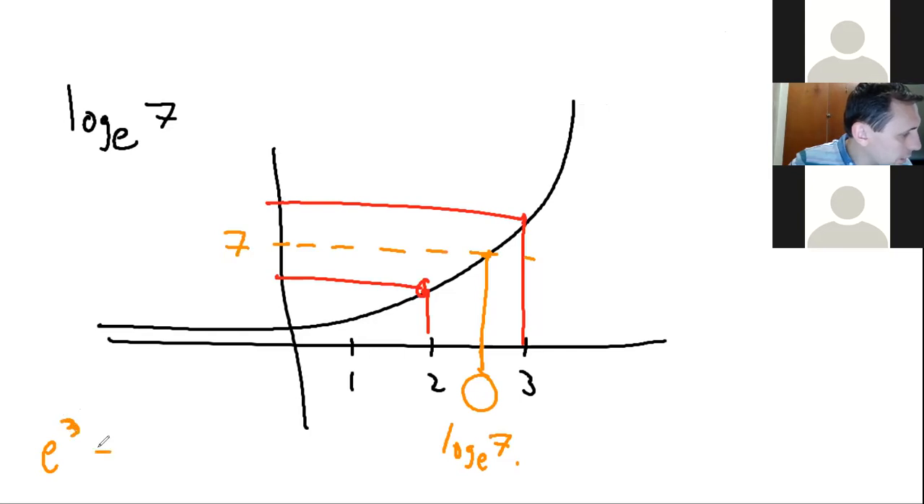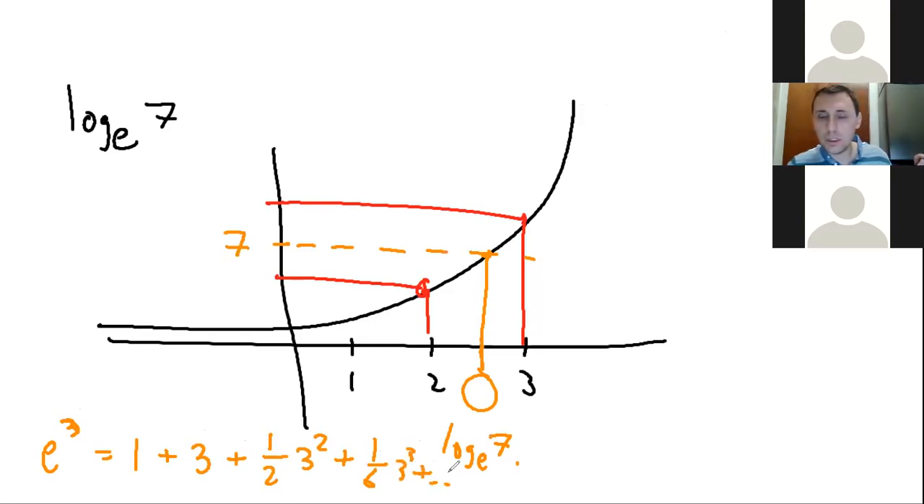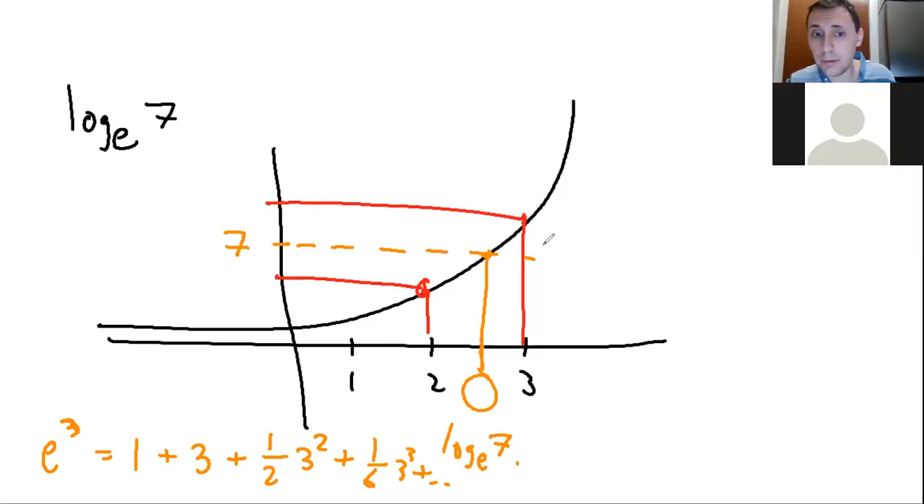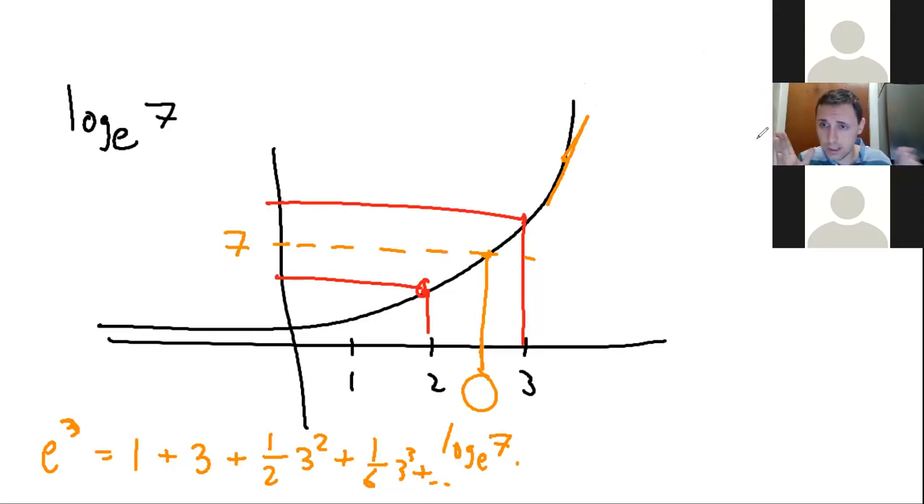E to the power of 3 is simply 1 plus 3 plus 1 half 3 squared plus 1/6 3 cubed and onwards, right? So I can estimate e cubed. For any number you give me, I can estimate what e to that power will be equal to. Because the function is continuous, and because its derivative is everywhere positive, the slope is always positive, which means the function is increasing, so if there is a solution, it's unique.